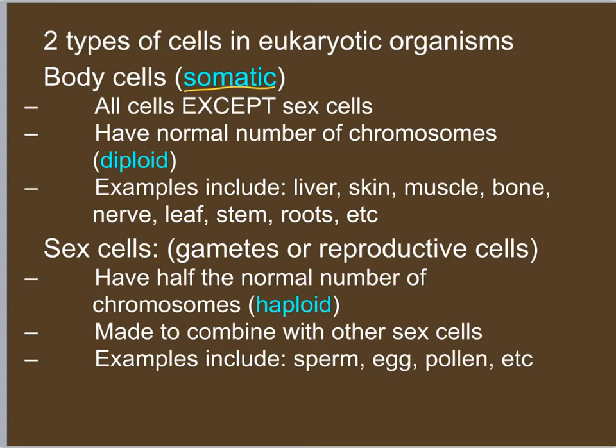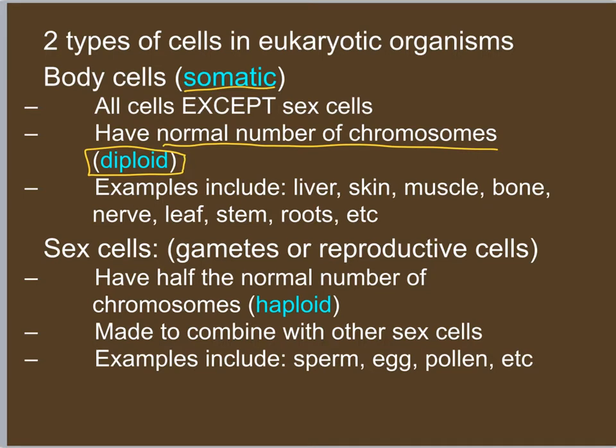Okay, so this could be anything. It could be skin, bone, muscle, liver, blood cells, brain. In a plant, it could be the leaf, the stem, the roots. It could be anything but the sperm or egg. So that is your body cells. Okay, and this is very important for you to know. Body cells, you must know, have a normal number of chromosomes, which we call diploid.